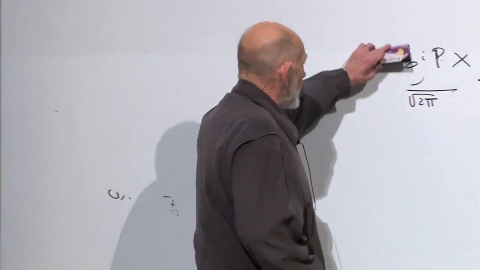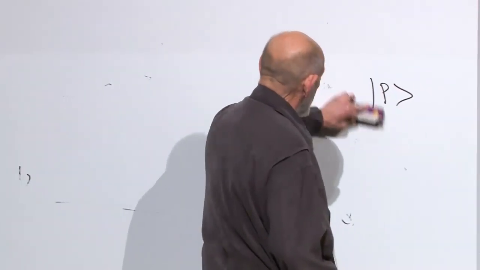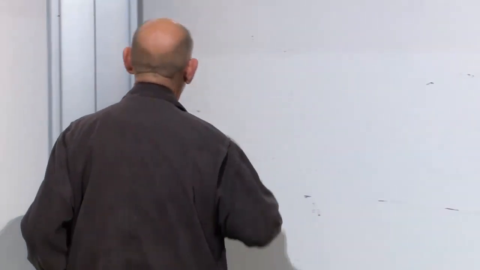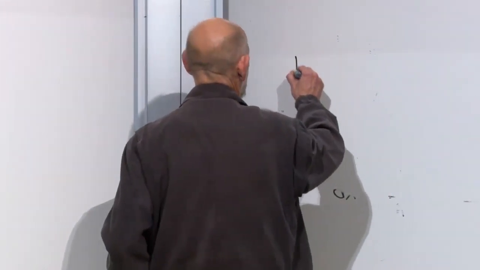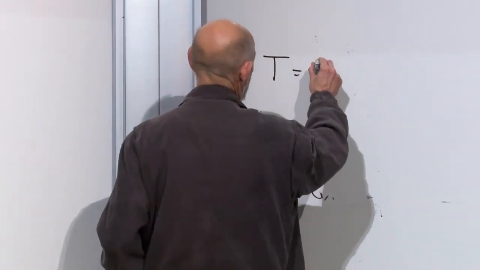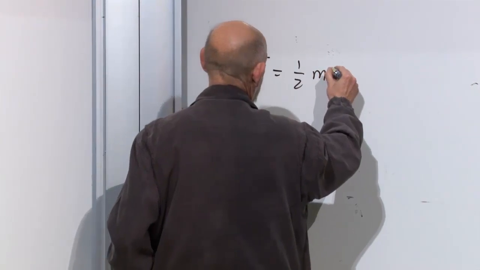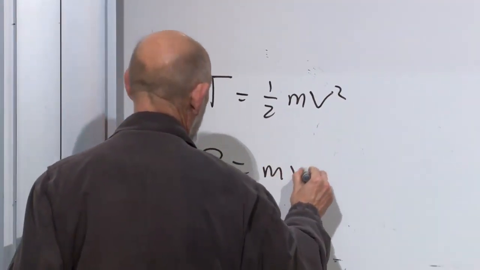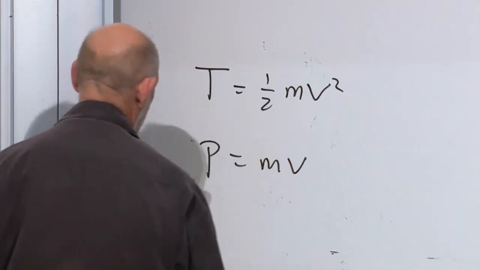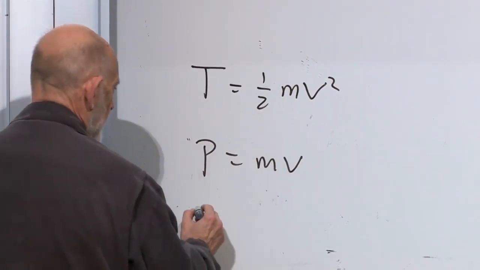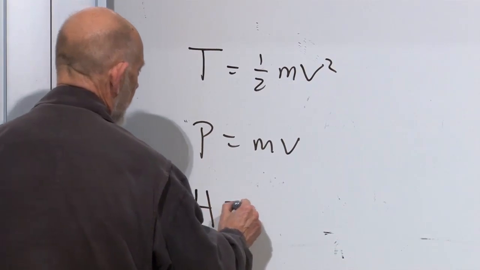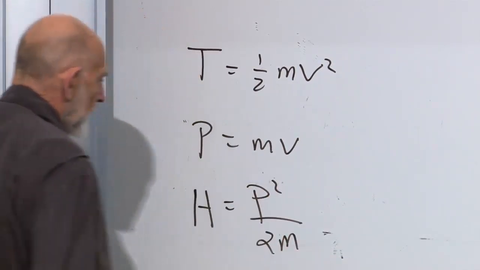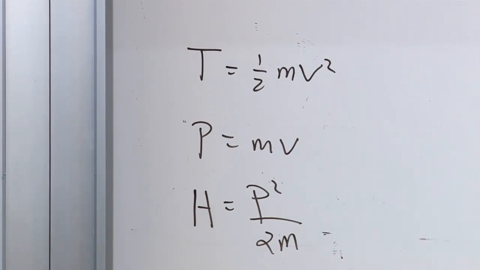This is not a particle with a force on it. This is a particle with no force on it, a free particle. The kinetic energy T is equal to 1/2 mass times velocity squared. Momentum is m times v. And we can rewrite the kinetic energy, if that's all there is, let's call it H, as p squared over 2m. So that's the Hamiltonian for a classical particle.